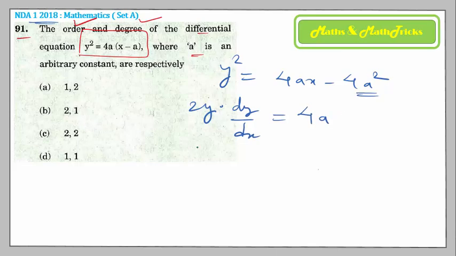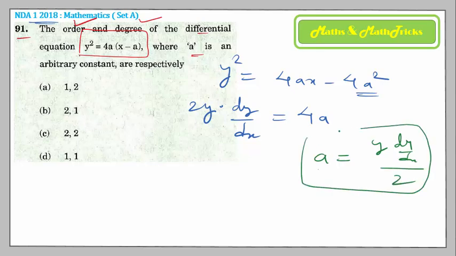So from this you can see that the value of the arbitrary constant a is y times dy by dx upon 2. This value of the arbitrary constant you can substitute in the given equation to get the required differential equation, which will be free of radicals on the dy by dx terms and free of the arbitrary constant. So we get y square equals 4 into the a value, which is 4 divided by 2 there.